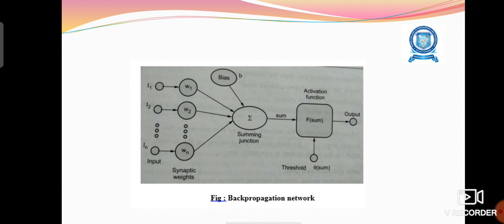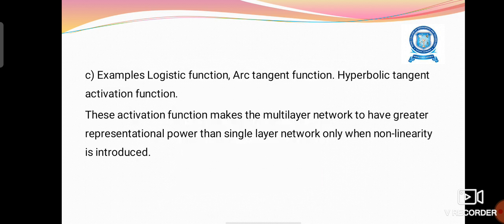The summing junction will sum up all the input values multiplied with the weights, and finally the total sum will be added to the bias. This final sum value will be applied to the activation function. Here the backpropagation happens based upon the concept of minimizing the error. This backpropagation will be happening in the activation function. Examples are the logistic function or the hyperbolic tangent activation function.